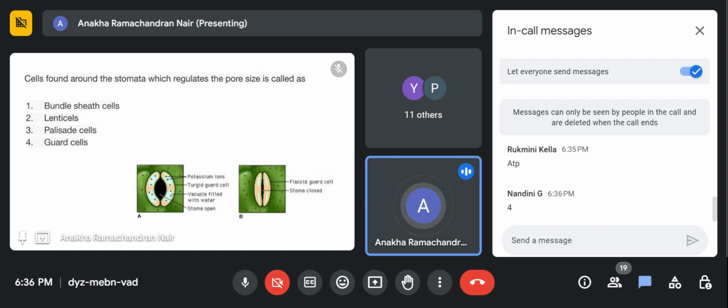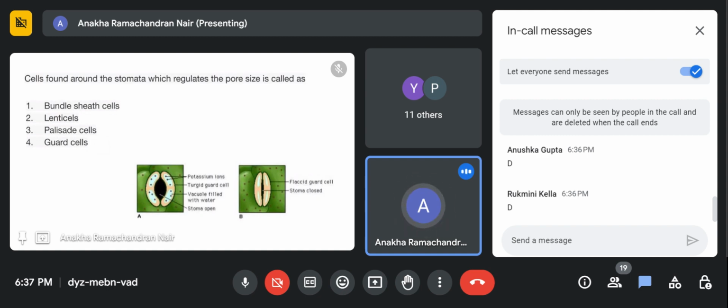So what do you think is the correct answer? Option 4, guard cells. Yes, the answer is in fact option 4, guard cells. So guard cells are what you see here. Alright. So these are guard cells, and how they work is when the stomata has to be opened, that is the pore size has to be changed in this case.